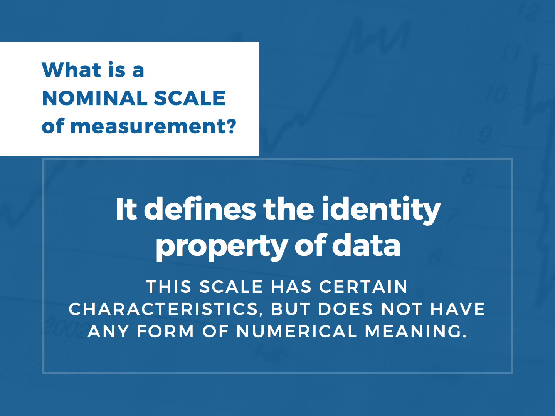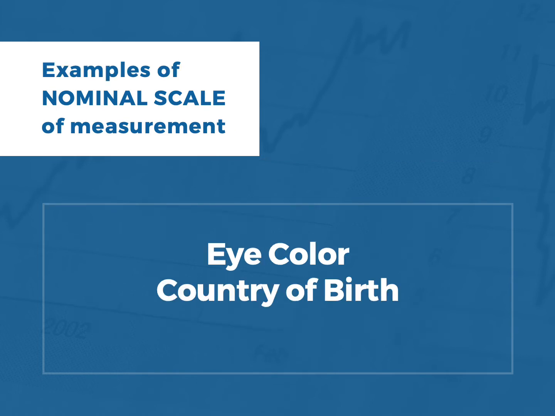This scale has characteristics but doesn't have any form of numerical meaning. The data can be placed into categories but cannot be multiplied, divided, added, or subtracted from one another. It's also not possible to measure the difference between the data points. Examples of nominal data include eye color and country of birth.